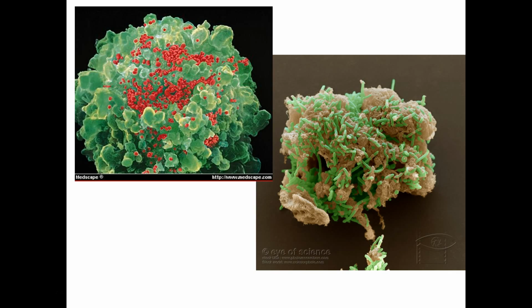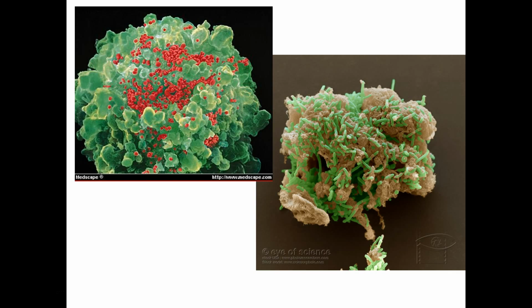So two examples of a couple of famous scanning electron images. We're looking at the surface of objects. Top left-hand corner, if you've never seen this before, is a helper T cell from a human. So the big green blob is your helper T cell. The little red objects, those are actually HIV viruses. And what you're watching is a viral infection of that helper T cell in real time, or a snapshot.